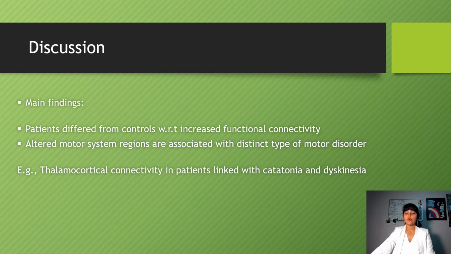Moving on with the discussion, there were 2 main findings. First, patients differed from controls with respect to increased functional connectivity. And second, altered motor system regions are associated with distinct types of motor disorder. For example, thalamocortical connectivity in patients is linked with catatonia and dyskinesia.